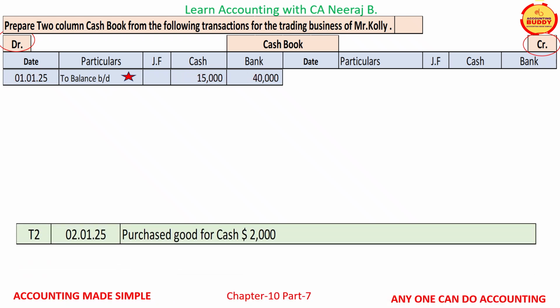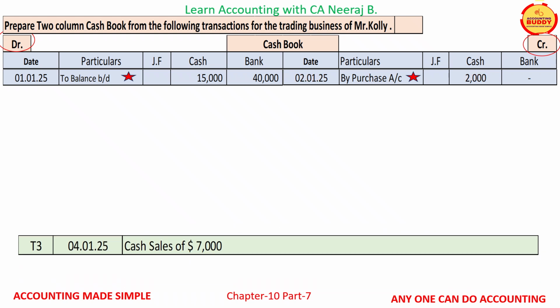Transaction T2 is on 2nd of January 25. The business purchased goods worth $2,000 in cash. Since in this transaction cash payment is made, it will be recorded in the cash column on the right hand credit side of the cash book with $2,000 on 2nd of January 25 by writing the words "by purchase account".